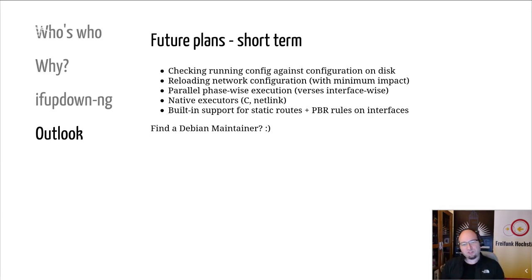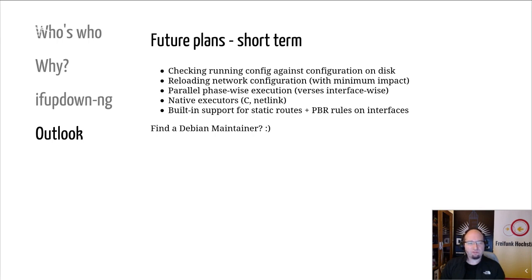This is the first step to having the option to reload the network configuration with minimal impact, like not doing systemctl restart networking, like tear down everything, bring up everything again, which is impacting, obviously. The idea would be to do the minimum required changes to get the current state to the state which is in the config file, which is highly relevant if you want to do automation, like I do with the Freifunk backbone, for example.